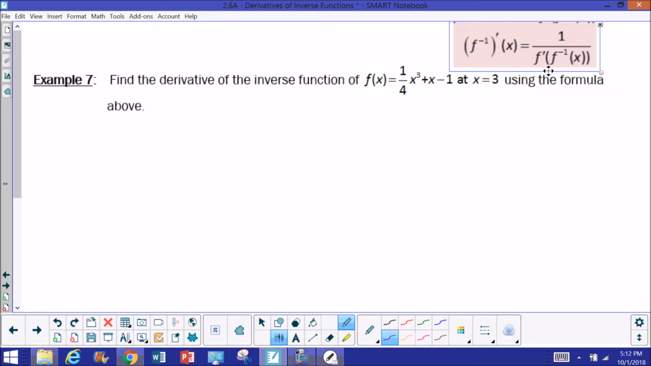Now this time, the directions say, find the derivative of the inverse function of f of x equaling this cubic when x is 3, again using this formula. So step 1, if you recall, is to take this value of x, which is 3, and not plug it in for x, but plug it in for the f of x, plug it in for the y. So you would have 3 equal to 1/4 x cubed plus x minus 1.